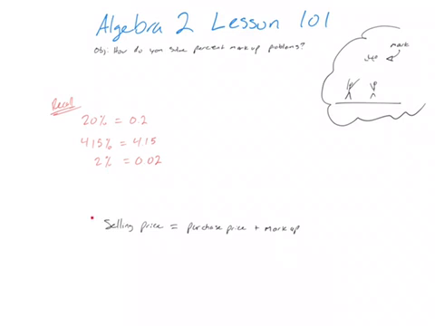And then also, when we're talking about percent markup problems, we're dealing with this basic concept: the selling price is equal to the purchase price, so how much they paid for it, plus how much they mark it up. So a store buys a gallon of milk for $1, they mark it up $2.50, so they sell it to you for $3.50. It's a basic concept that I think hopefully makes sense.